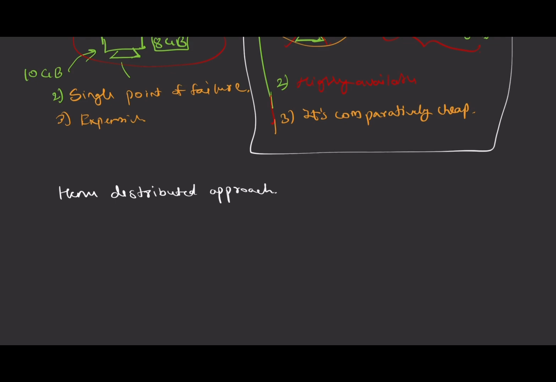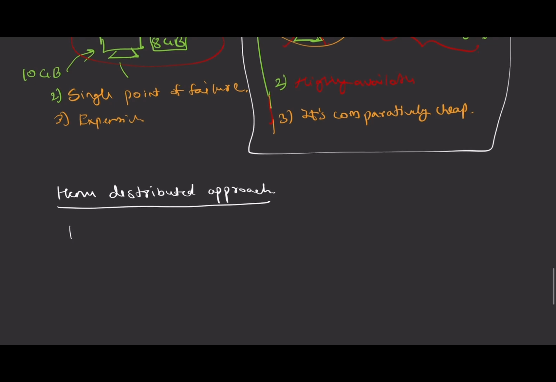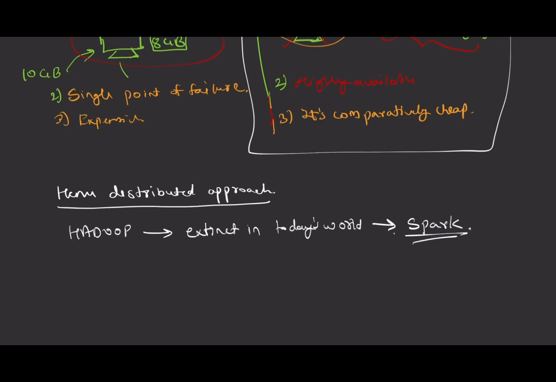To solve big data problems with the distributed approach, we have multiple ways to do it. One way is using Hadoop, which is kind of extinct in today's world, and it has evolved. Today we use Spark. So this is why we use Spark today, and we will be studying the comparison between Hadoop and Spark in our next lecture.